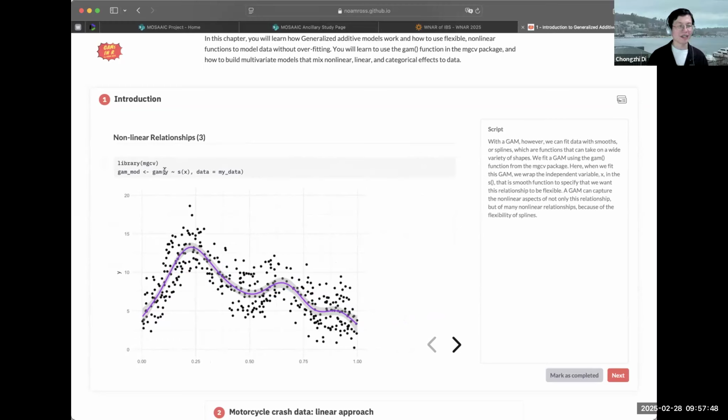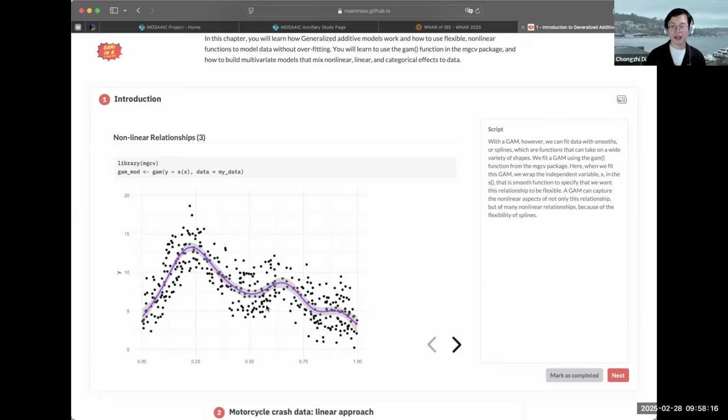So you're going to have the specified outcome, which is Y, and then on the right-hand side, previously we just said x, right? So that means a linear relationship with x. Here we just say s of x, meaning I want to allow the covariate x to have a nonlinear relationship, right? It's very easy to use, and when you do that, you actually can get this fitting.